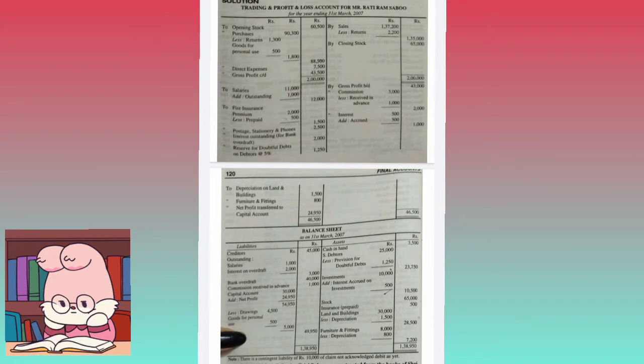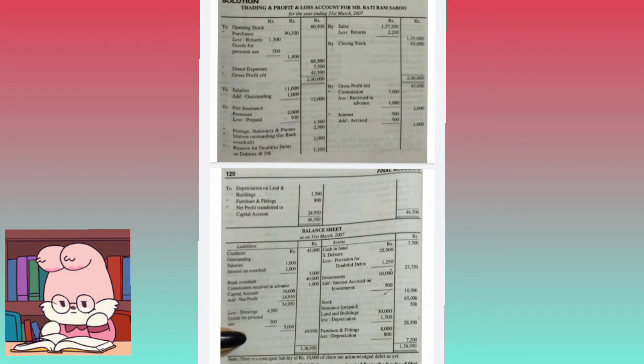Depreciation we have provided, and provision for doubtful debts we have provided, and 10,000 claim is not acknowledged as debt, so it is not recorded in the books, it will be called a contingent liability to Radhi Ram Sabu, so it will be noted as a footnote to the balance sheet. It is a footnote to the balance sheet.